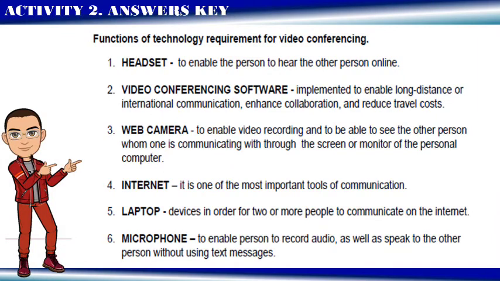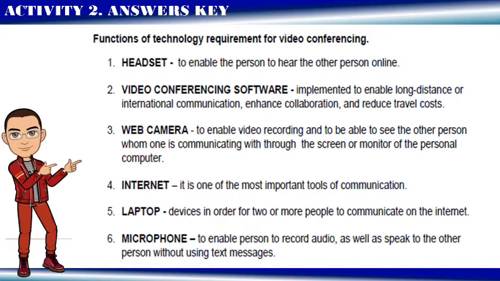Okay, so let us check if your answers are correct. So number 1 is headset. It is used to enable the person to hear the other person online. So we need a headset. Then next, number 2, video conferencing software. Implemented to enable long distance or international communication, enhance collaboration, and reduce travel costs.